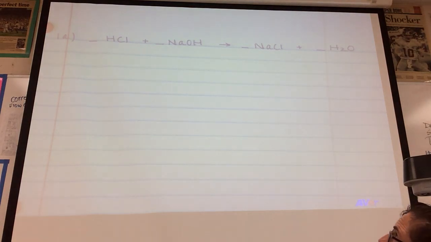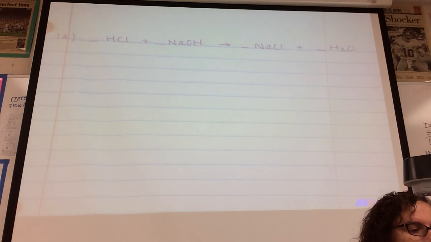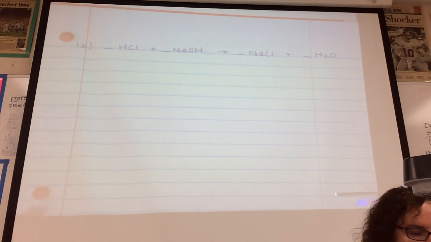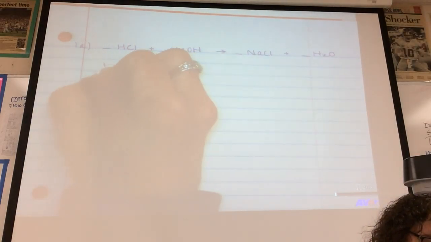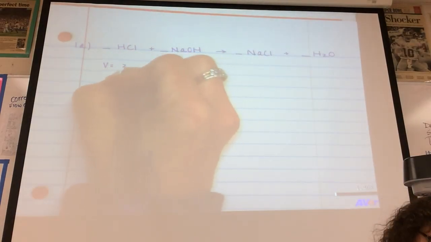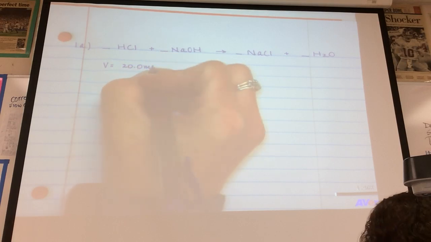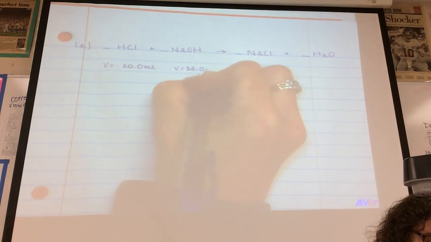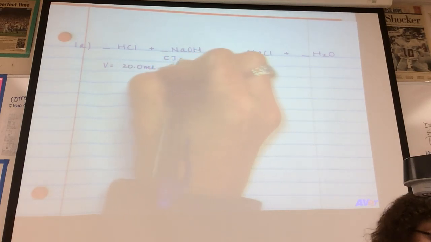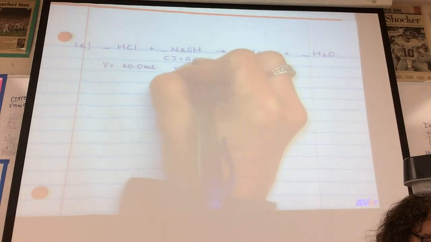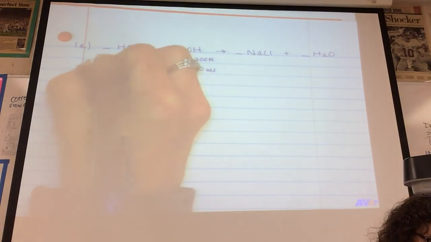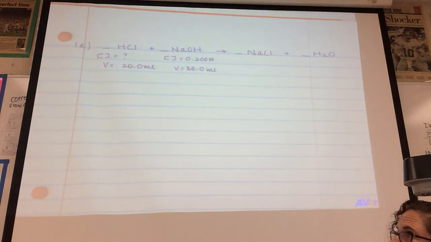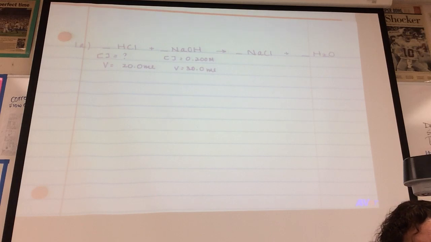The other thing I like to do is I do prefer to put all the information down. The volume of the acid is 20 mLs. The volume of the base is 30 mLs. Concentration of the base is 0.2 molar. I'm looking for the concentration of the acid, and again, those brackets mean concentration, as we've talked about this whole 9 weeks.